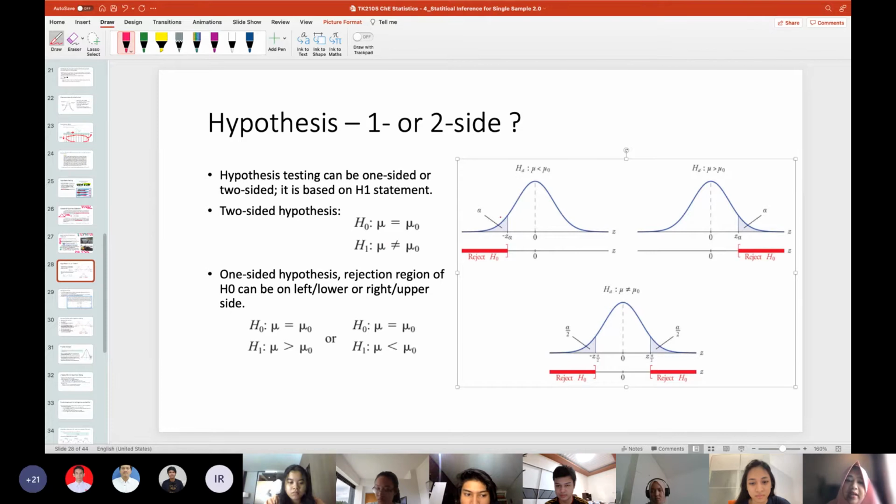If it is on the lower side, maybe the H1 is mu less than mu 0, for example. And if on the right, the H1 is, for example, mu more than mu 0. All right.